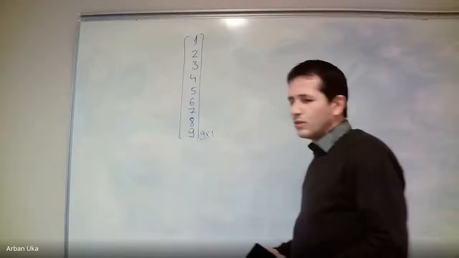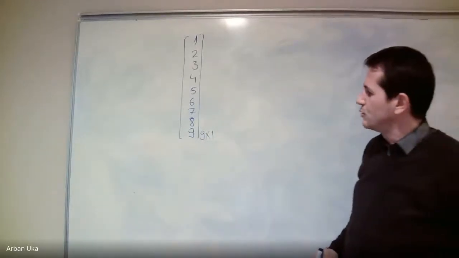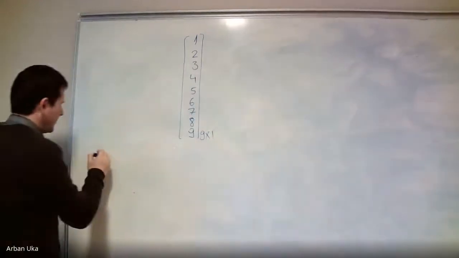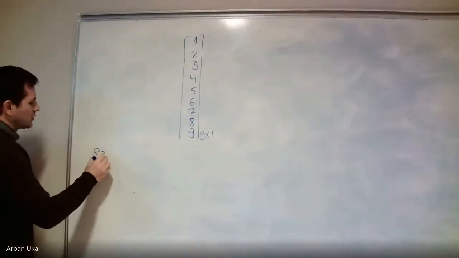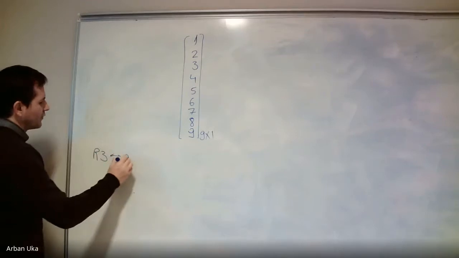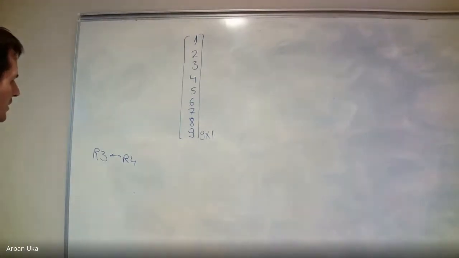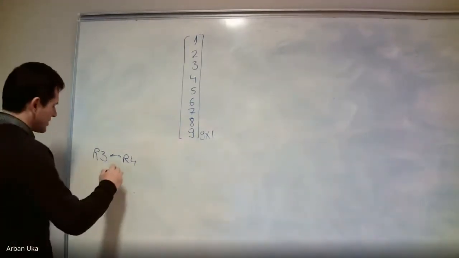Which is 9 by 1. And let's assume that we are going to have this transformation. This one. What is row 3? We exchange it with row 4. Okay? How can we represent this linear operator using elementary matrices?